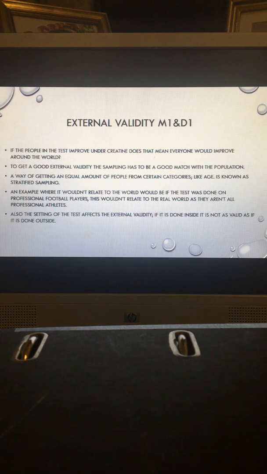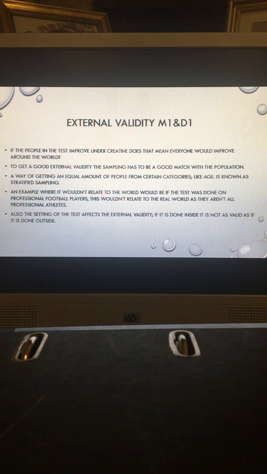External validity. If the people who are being researched improve under creatine, does that mean everyone around the world will improve as well? A definition for external validity is whether the findings can align with the real world. To get good external validity, the sampling has to be a good match to the population, which takes into consideration ethnicities, ages and heights. This is improved by stratified sampling. This is a way of bringing in an equal amount of people for certain categories, such as age and gender. The more samples in an investigation, the better.